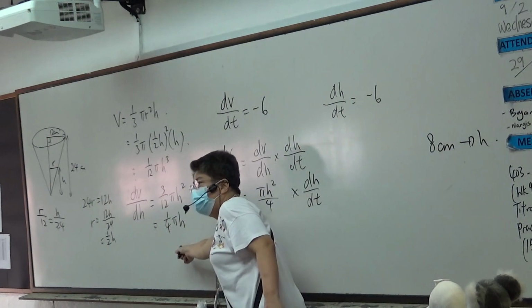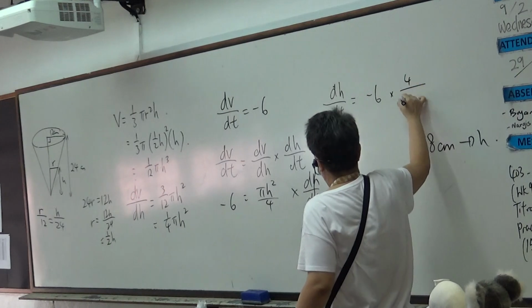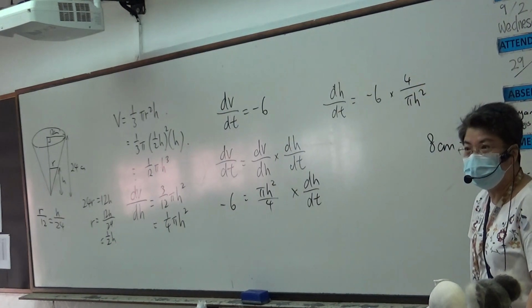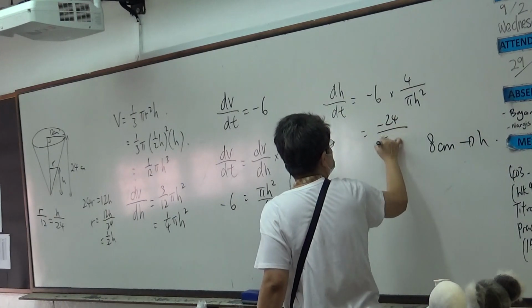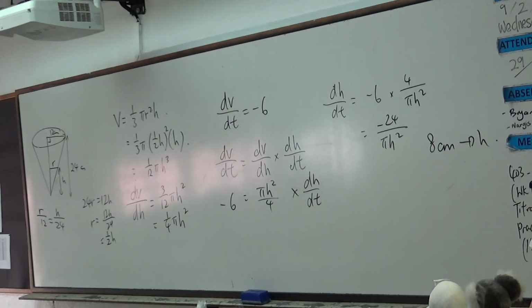Pi H squared over 4. So when I bring over divide, it becomes times 4 over pi H squared, right? Divide means you flip over, right? Okay, so this is -24 over pi H squared, dH dt. Agree, class? Okay, what did the question say? How fast is the water level decreasing when the water is 8 cm deep?